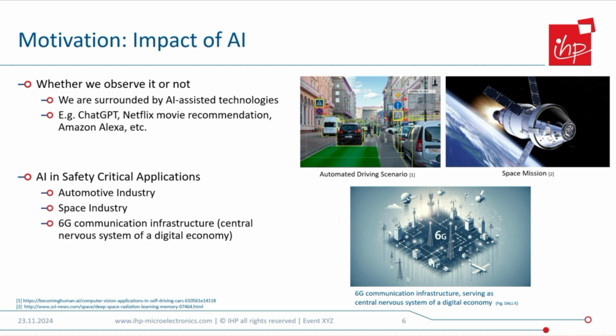The future 6G communication infrastructure system will serve as the central nervous system of the digital economy. And this means that the requirement for reliability, resiliency, and fault tolerance will increase in the future because everything will be hyper connected. It will act as a central nervous system of the digital economy, right?